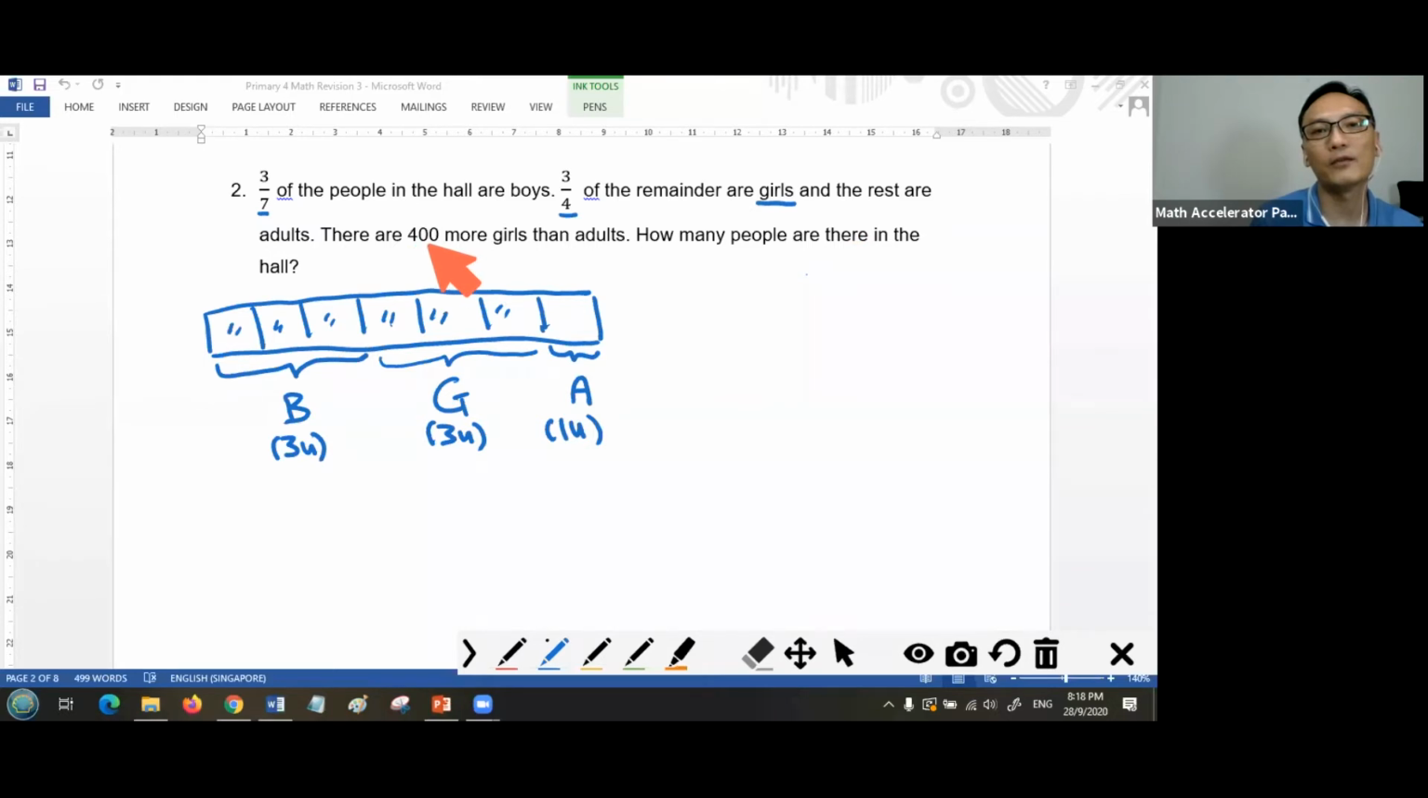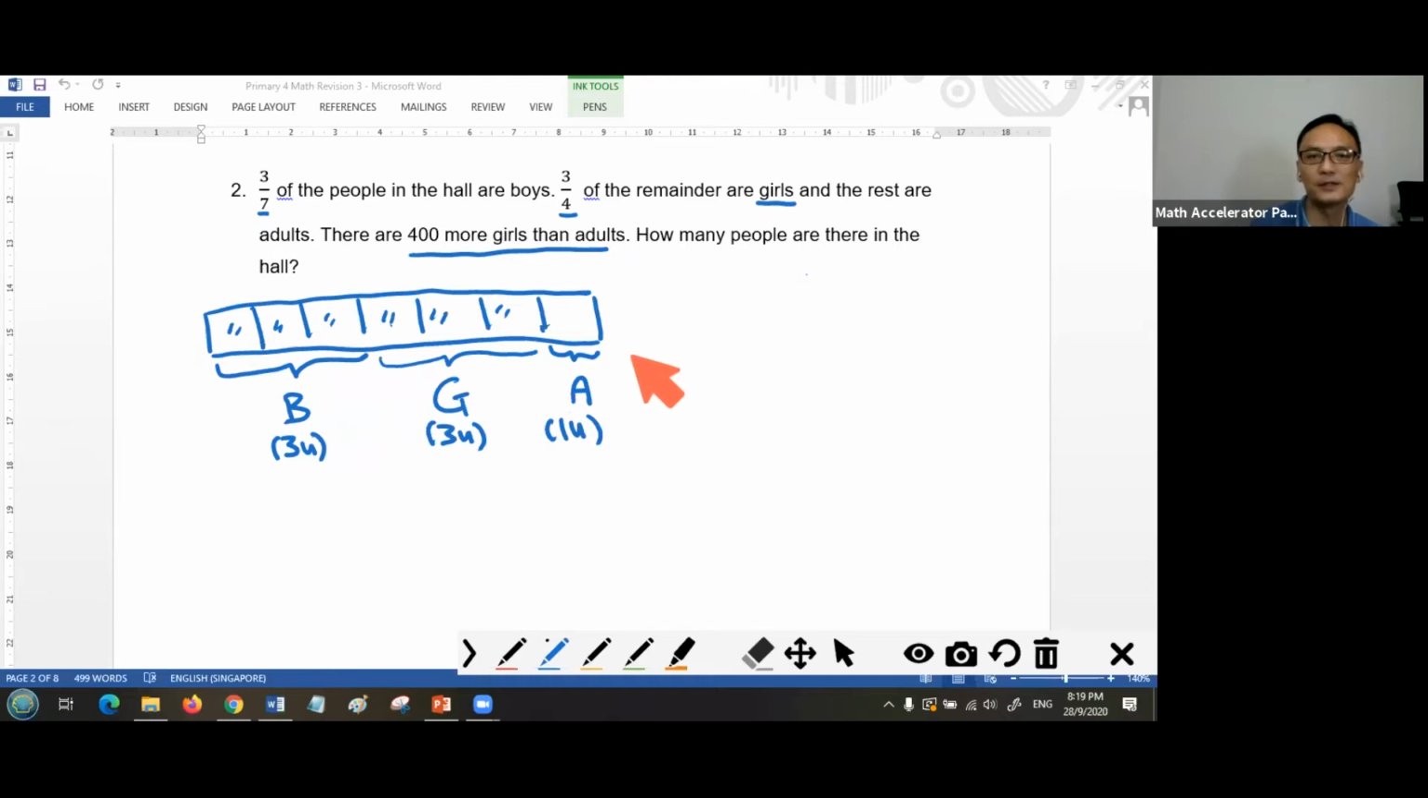Here it says there are 400 more girls than adults, right? So girls, we have 3 units. Adult, we have 1 unit. Are we looking for the sum or difference? Right, thank you, Lloyd. You're quite fast. So we're looking for the difference.